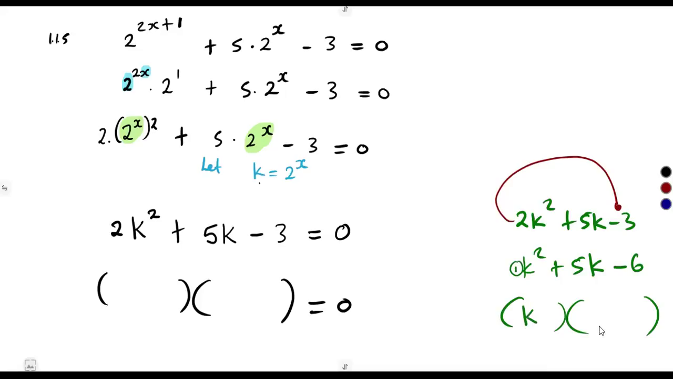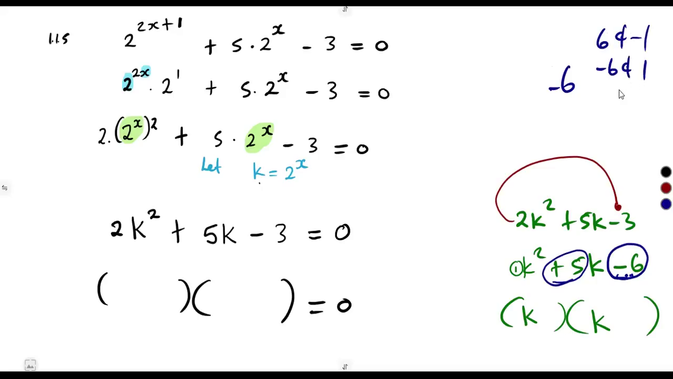So you can have a k here, a k here. Then you consider the factors of negative 6, the products of negative 6. But they must add up to positive 5. Remember, this one you are used to. So one of the numbers must be negative 6 and minus 1, or minus 6 and 1. But when we add, we must get a positive 5. It's 6 and minus 1. So you take those numbers, plus 6 and minus 1.